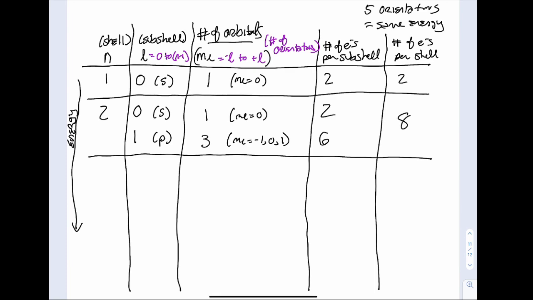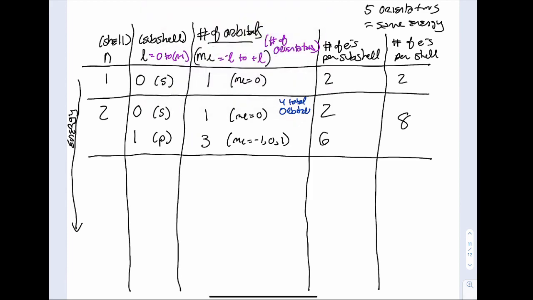I have 4 orbitals total, right? I have 1 s orbital and I have 3 p orbitals. So I have 4 total orbitals. 2 electrons per orbital gives me that 8. Just double checking that math a different way.